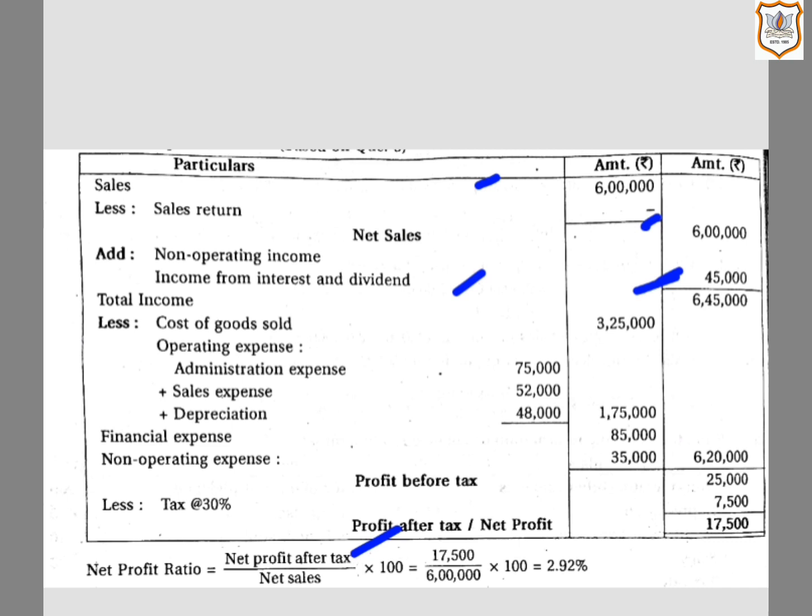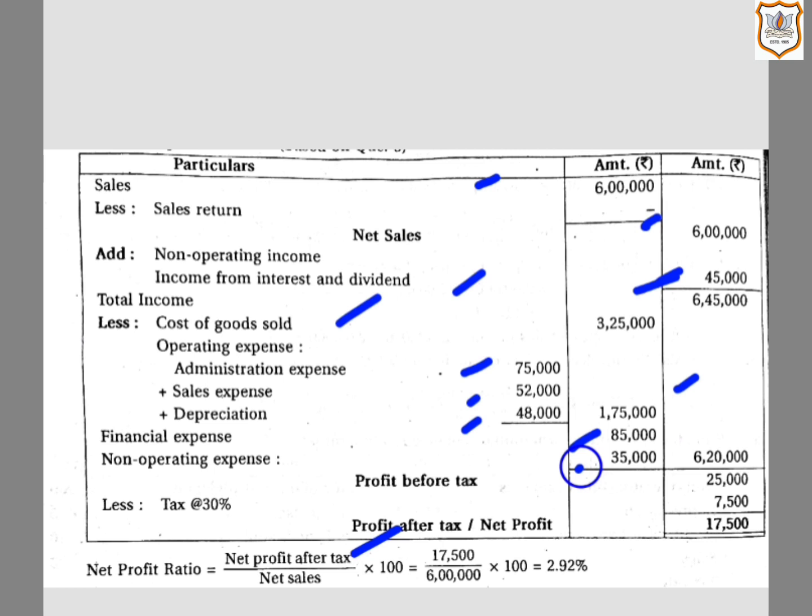Now we will deduct expenses. Here cost of goods sold is given, that is 3,25,000. Then operating expense are given. Here we have administrative expense, that is 75,000, sales expense, that is 52,000, and depreciation, that is 48,000. So here total of this is 1,75,000. Now financial expense is also given, that is 85,000. Then non-operating expenses given, that is 35,000.